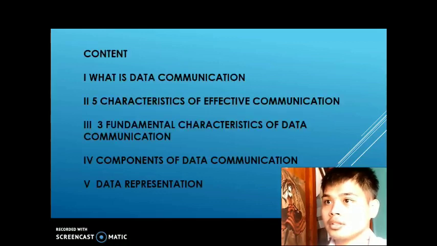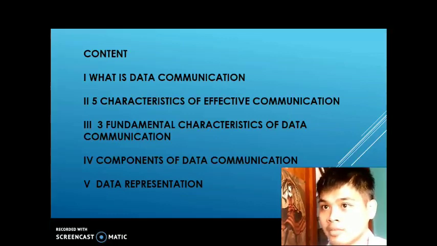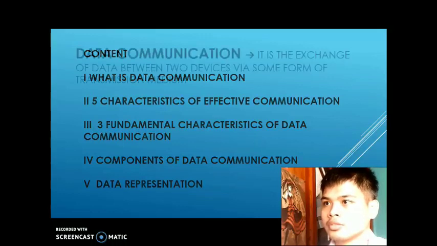So let's start. What is data communication? Five characteristics of effective communication. Three fundamental characteristics of data communication. Components of data communication, like the data representation.